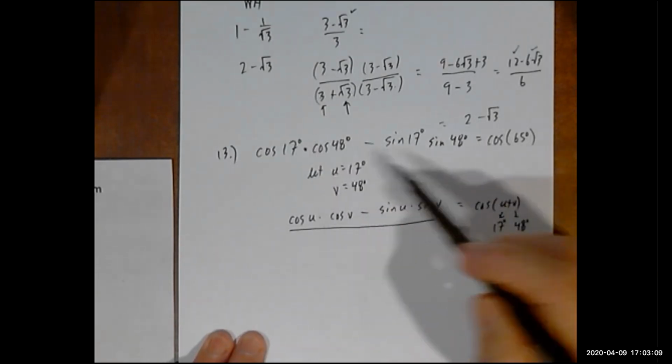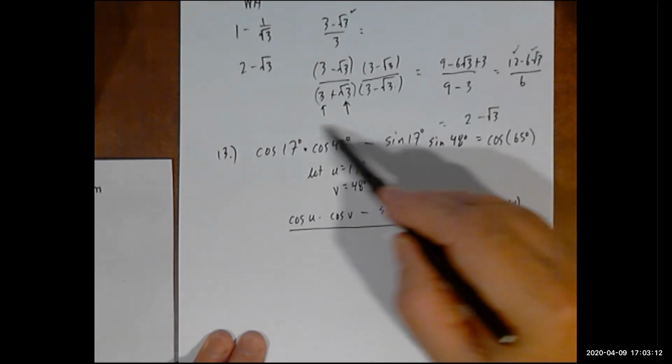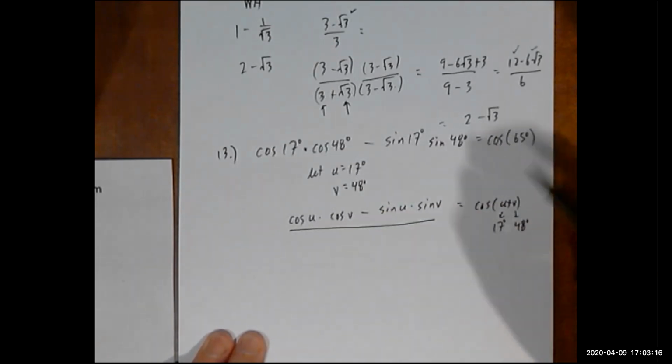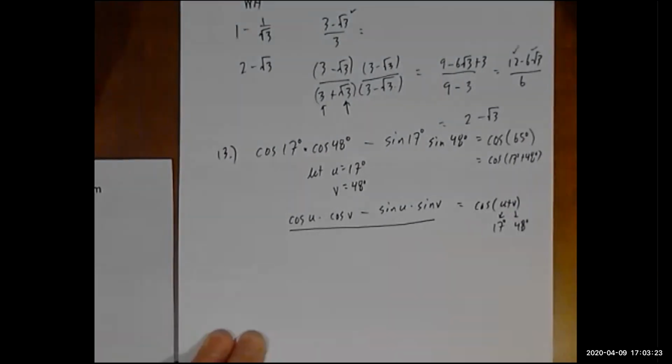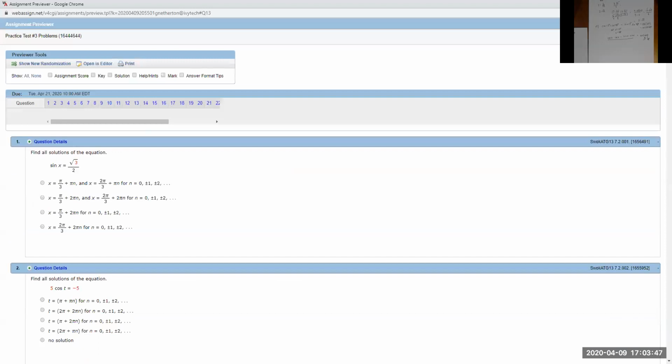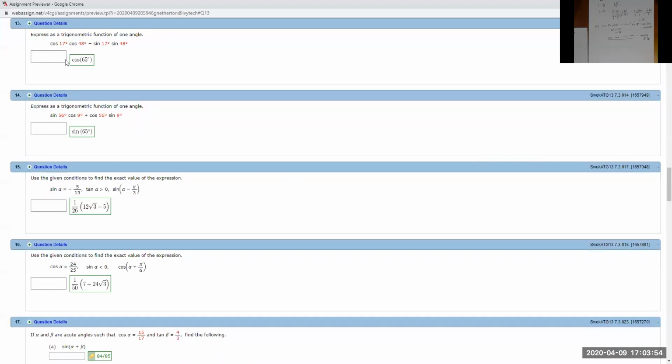Well, for my problem, I called U 17 and V 48. So this whole thing, I can rewrite as simply the cosine of 17 degrees plus 48 degrees. So it's almost like I used the formula backwards. So cosine, and that's what they asked for. Let's see if the answer is cosine of 65 degrees. And it is. So they said express as a trigonometric function of one angle.